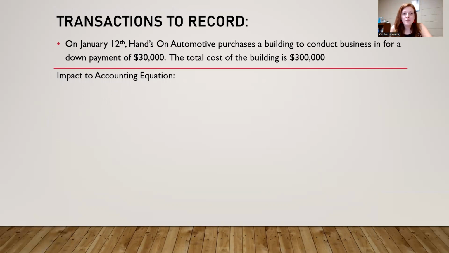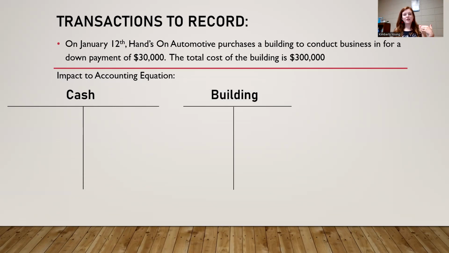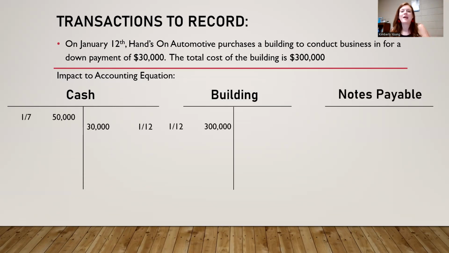On January 12th, Hands-On Automotive purchases a building to conduct business in for a down payment of $30,000. The total cost of the building was $300,000. Okay, so we just spent $30,000 in cash. We had $30,000 go out in cash. So that's the first thing that's going to be affected. We also have a new asset, a building. And we also have a notes payable, right? So we've got to pay somebody for this.